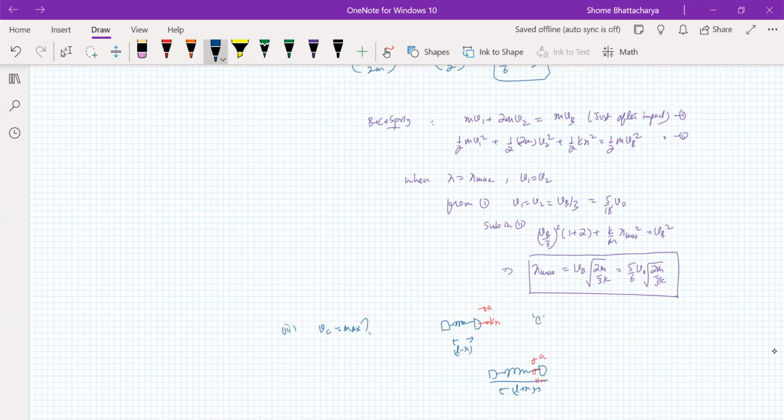So C accelerates while the spring is compressed, and C starts to decelerate when the spring is extended. So in between there is a time when the spring is at natural length. That is when C has reached maximum velocity.